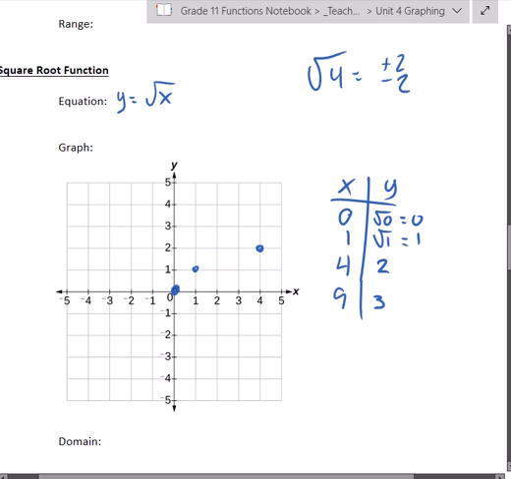So here we can connect our dots. It is a curve. It curves up towards positive infinity. Slowly, but it will get there.